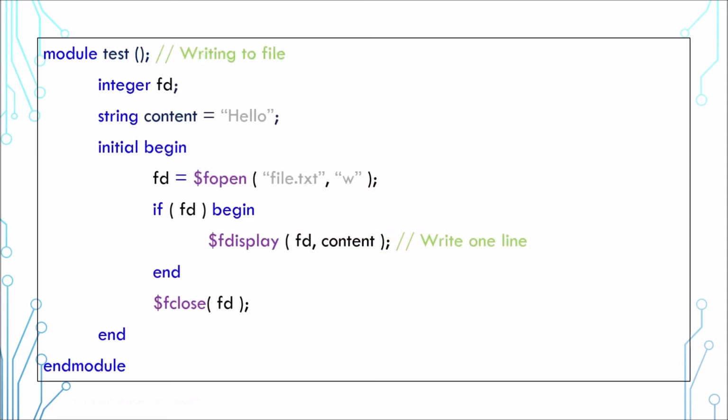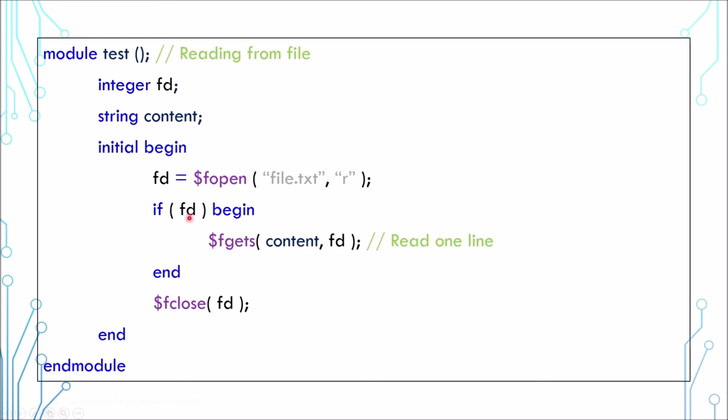There are system functions to write to and to read from a file. This example is for writing. You need to use fopen to open a file. file.txt is the file name and w is to indicate a write. The system function will return you a file descriptor fd, which is used to determine if the file is opened successfully. Then you can use fdisplay to write content into the file. At the end, you need to use fclose to close the file.